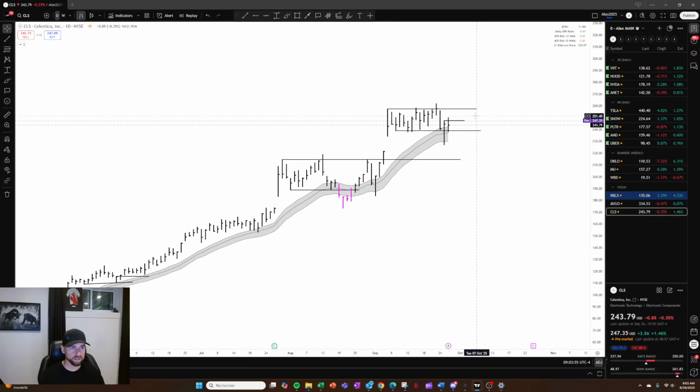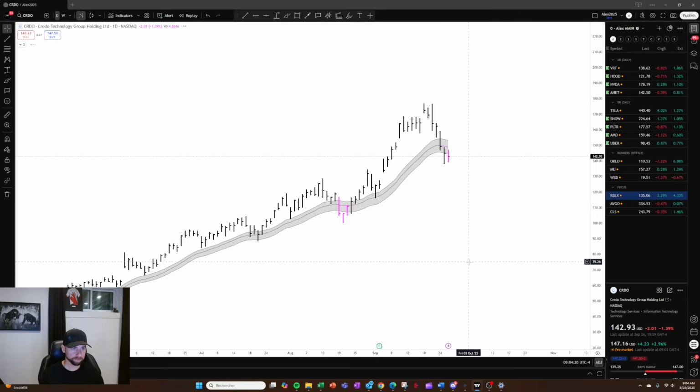Next one, CLS, another leading stock. So building that tight range, nice shakeout on Thursday. That's a bit of a more volatile name, so make sure to buy that one on weakness, very close to daily structure. But yeah, Thursday's high for the daily reversal is a good place.